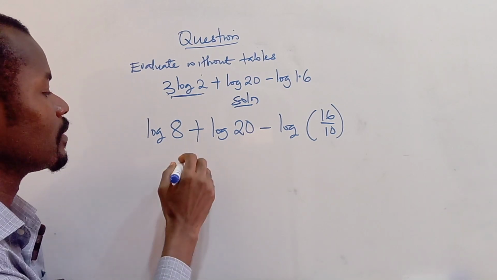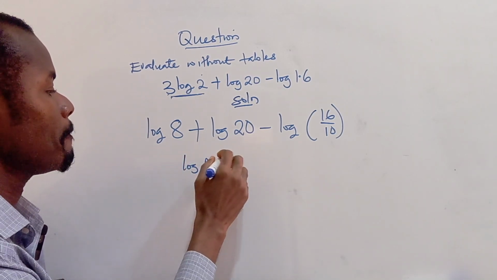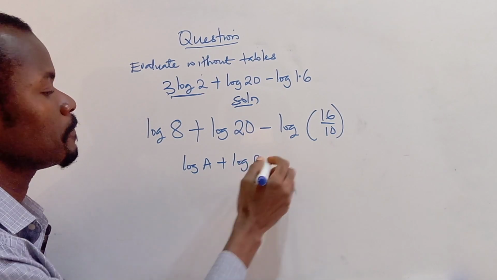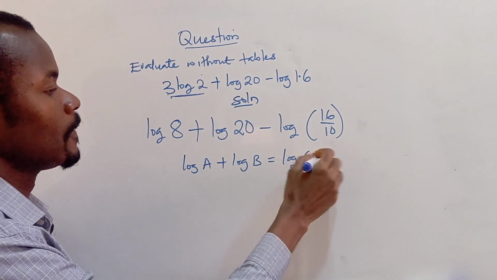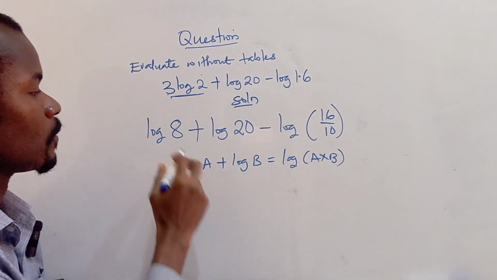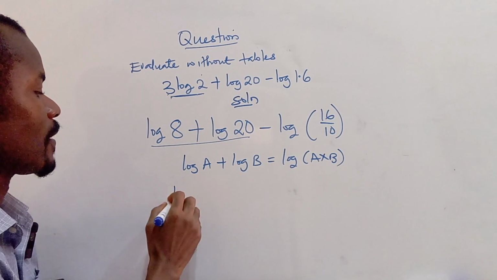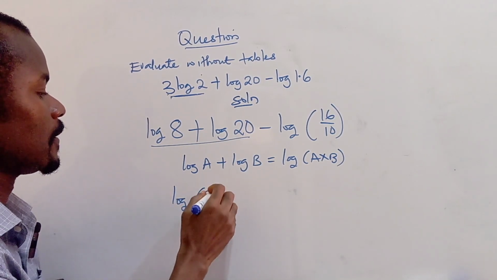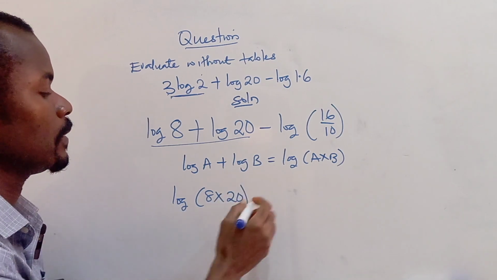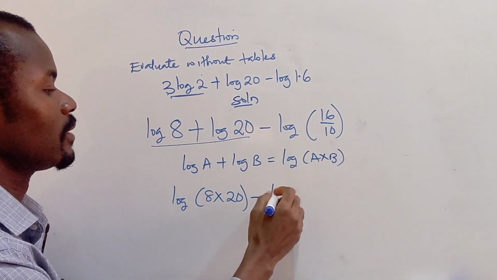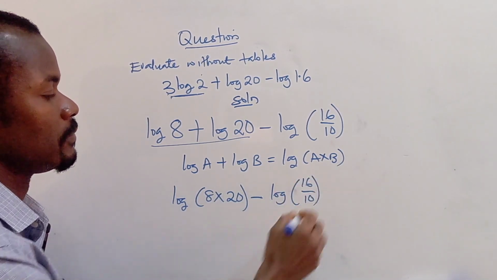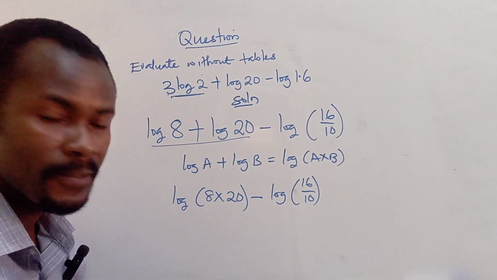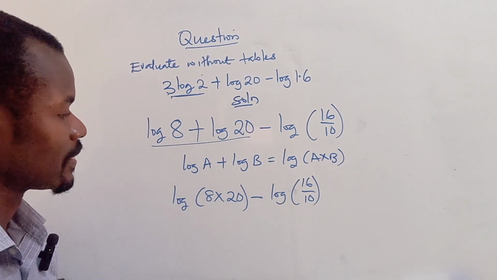Now we have the addition law. If I have log A plus log B, we can write this as log A times B. So we're going to apply it here. So I'm going to have log 8 times 20, minus log 16 divided by 10. Okay, so from this, what do we have next?